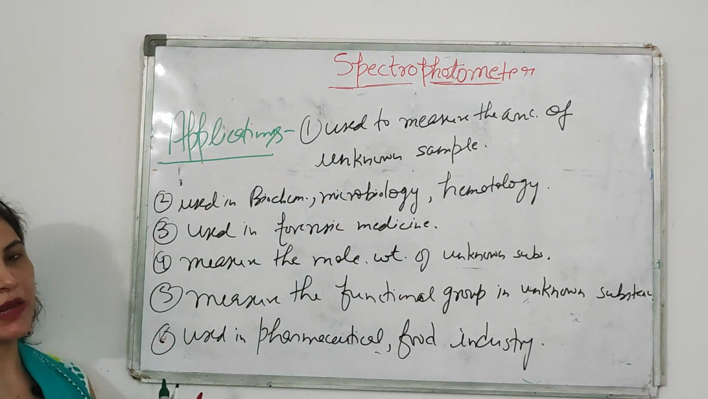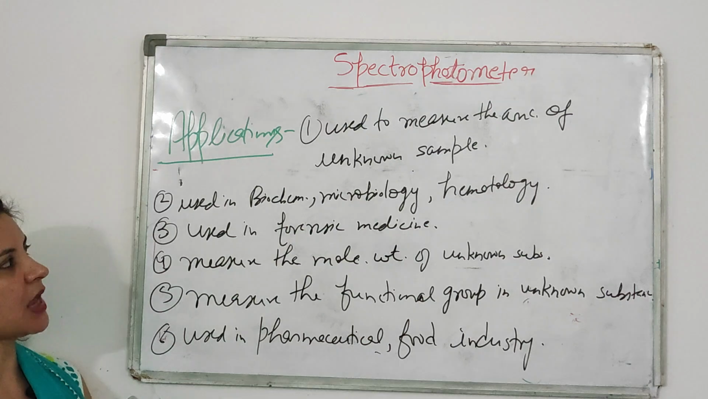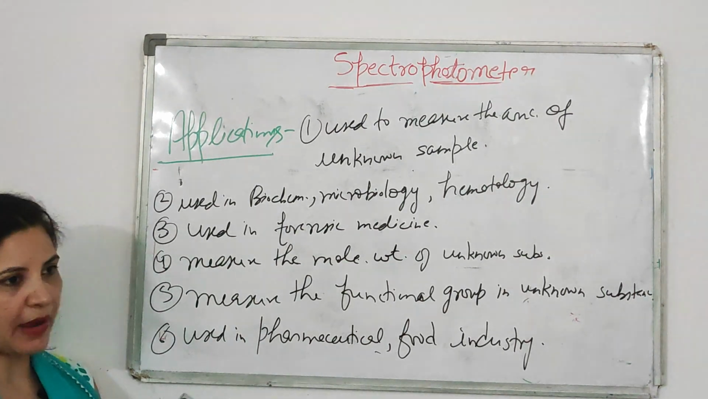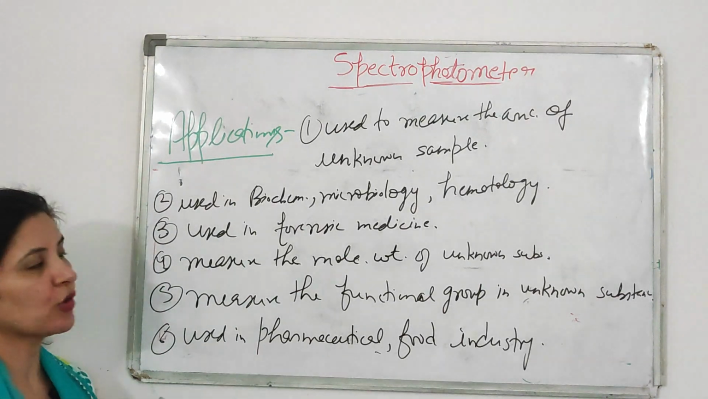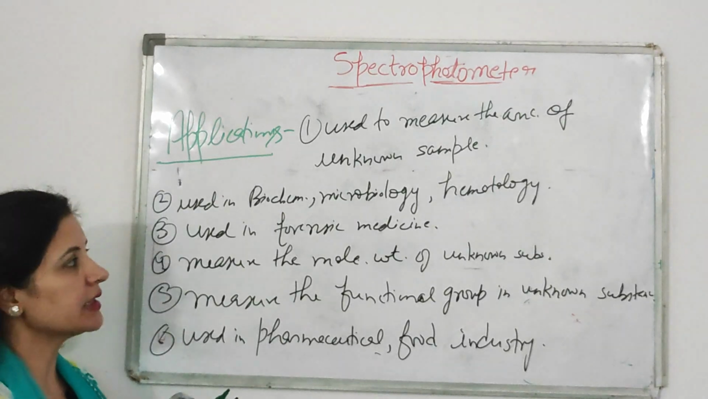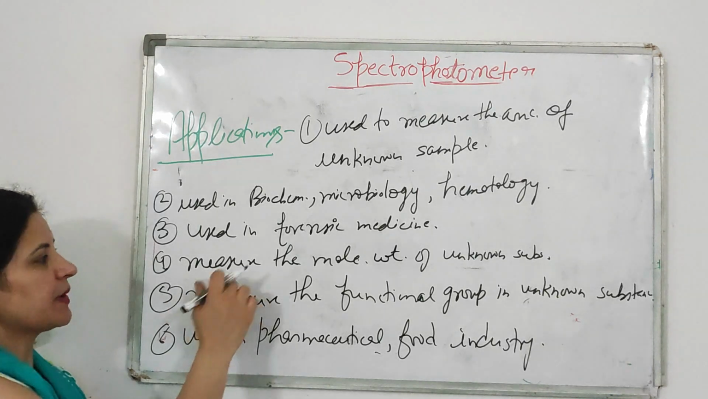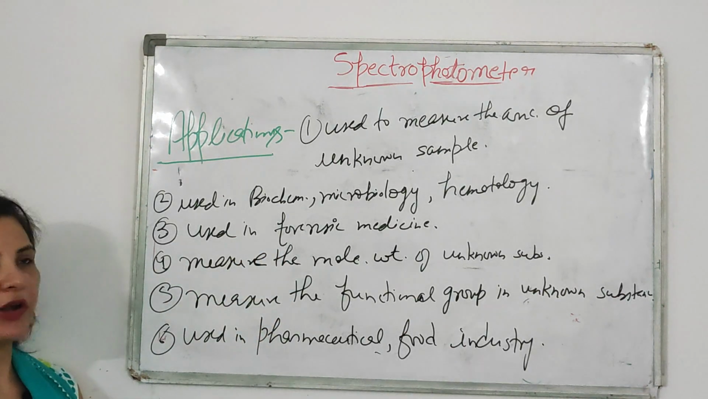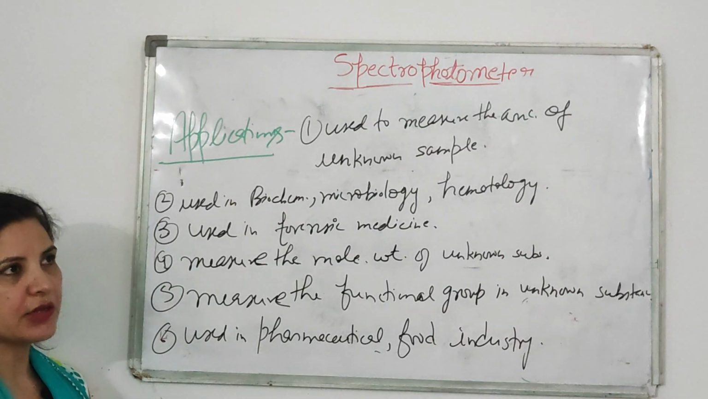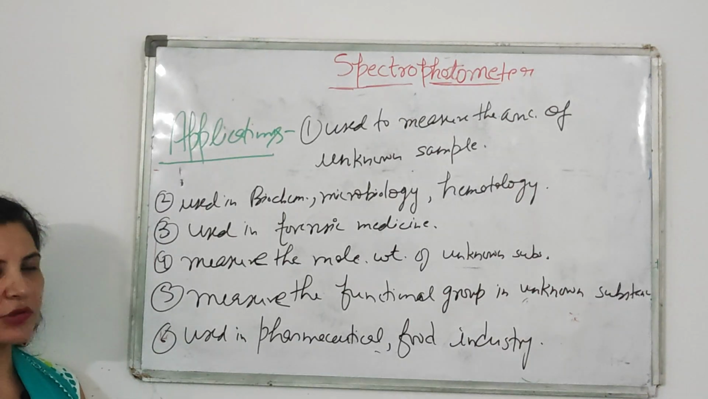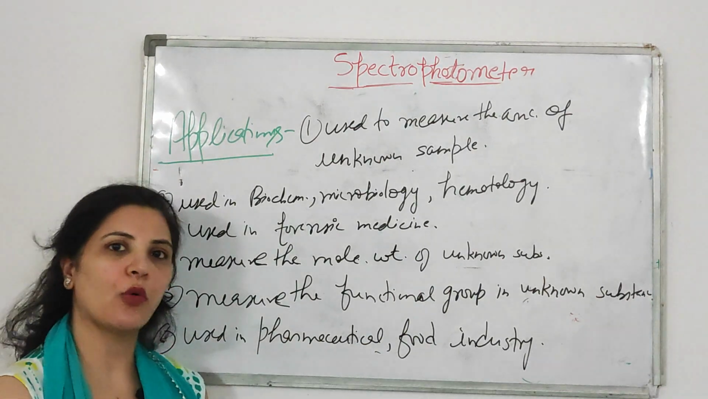The main use of a spectrophotometer is that you can measure the concentration of any unknown sample. You will use a spectrophotometer in biochemistry to measure a variety of samples with unknown concentration. You can use it in microbiology, hematology, and forensic medicine. You can measure the molecular weight of any unknown substance, and the functional group present in any unknown sample. You can also use it in the pharmaceutical and food industry.